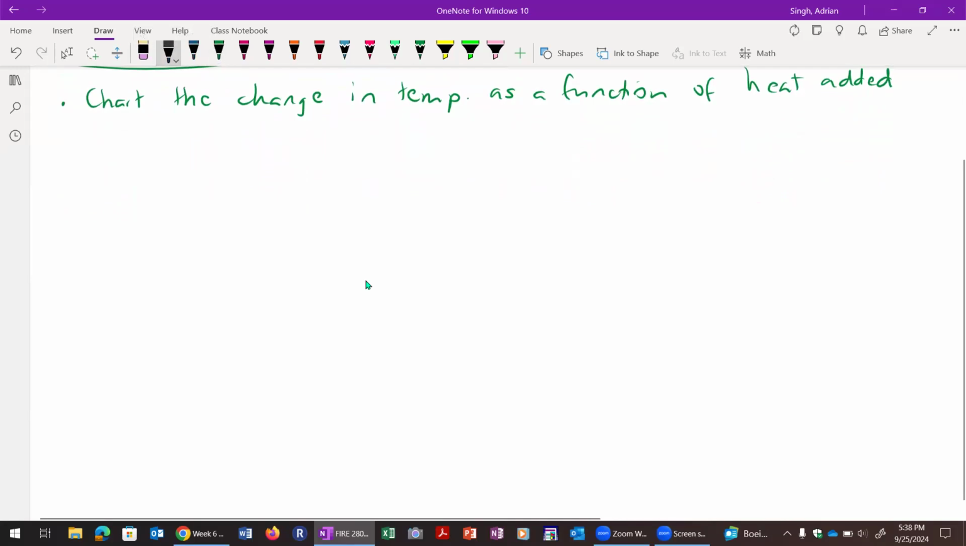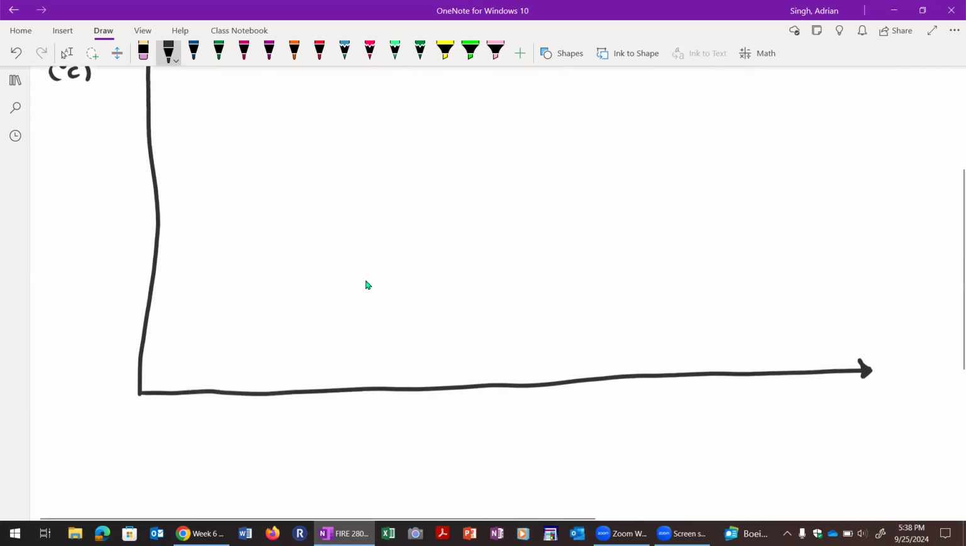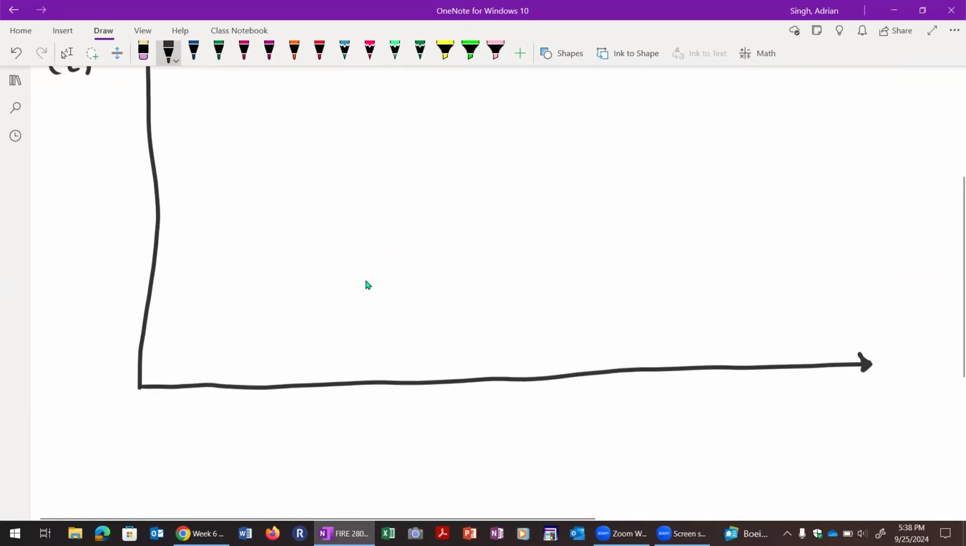Imagine that we had on the y-axis, and then we had on the x-axis the following. So on the y-axis, we have temperature, and we'll say this is degrees Celsius. And on the x-axis, we're going to have heat added. And this is going to be in joules, which is a unit of heat that we talked about, which is abbreviated J.